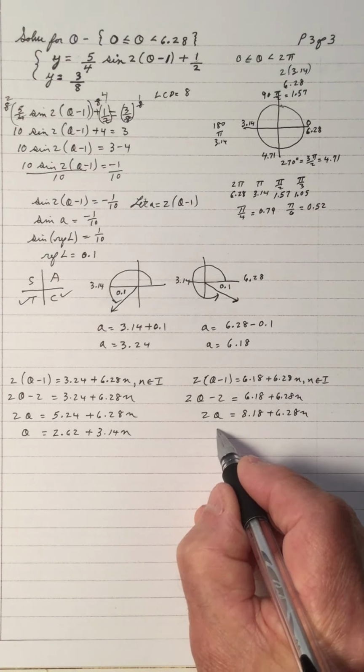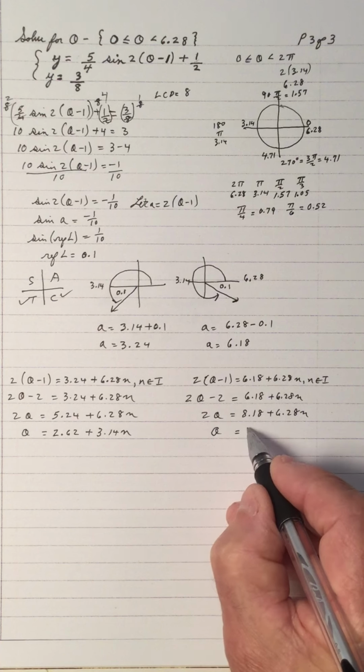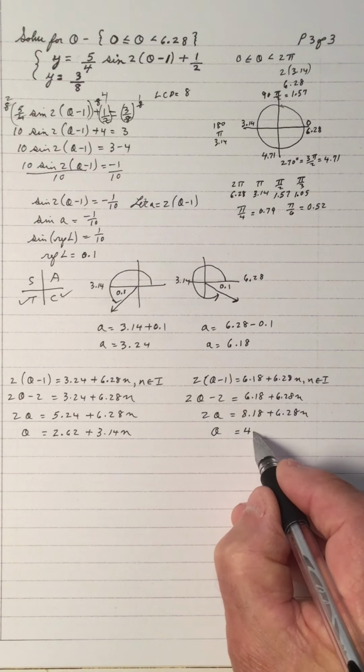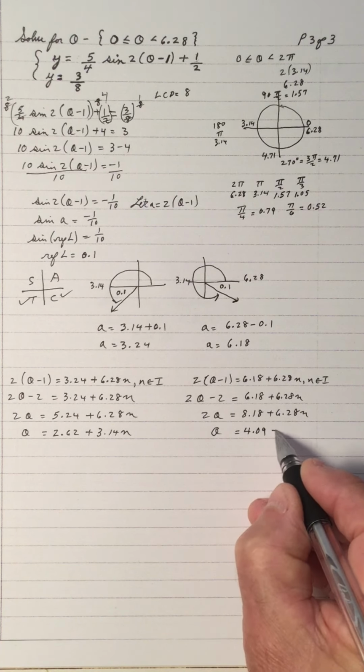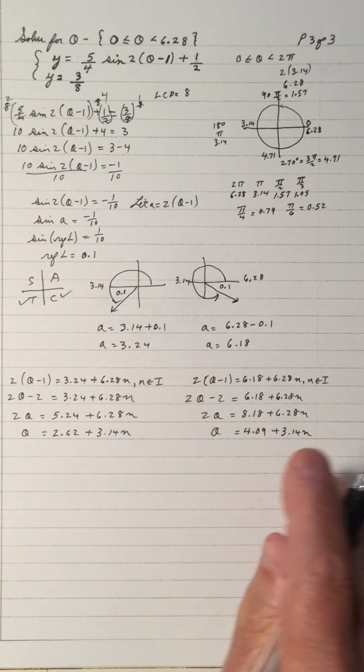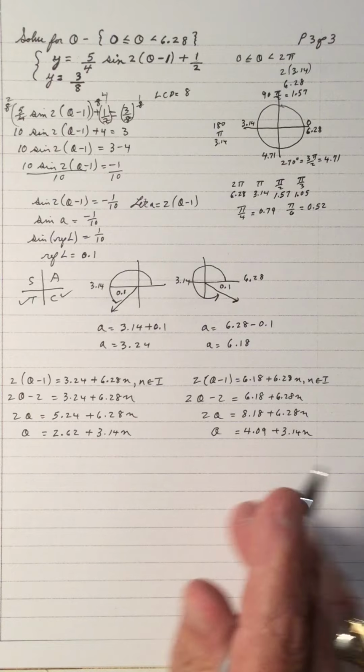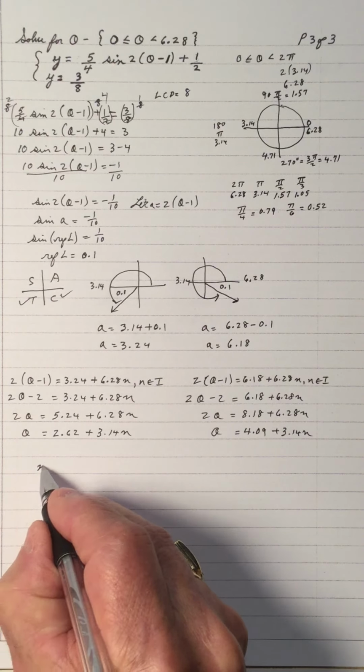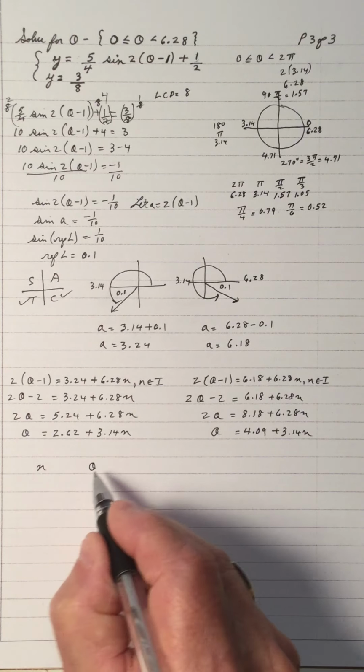And we're dividing by 2. Divide by 2, 4.09, 3.14. So I have them all worked out. Now I'll have to work out with n and what theta is.